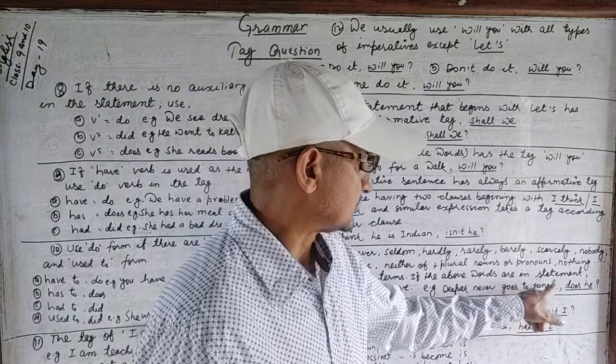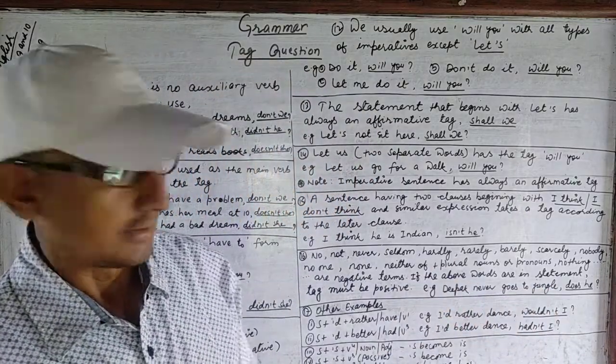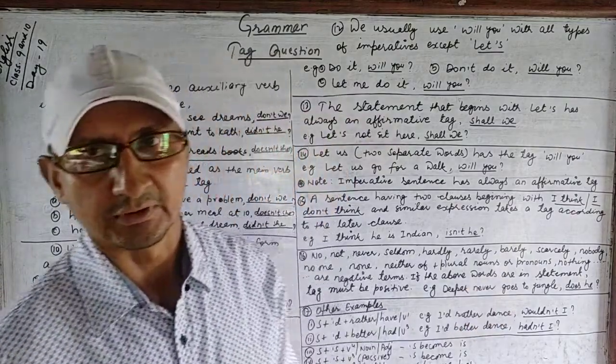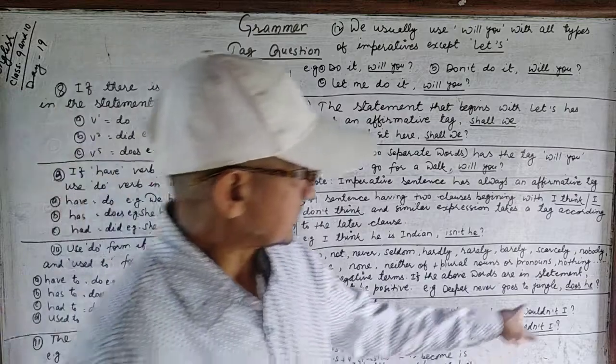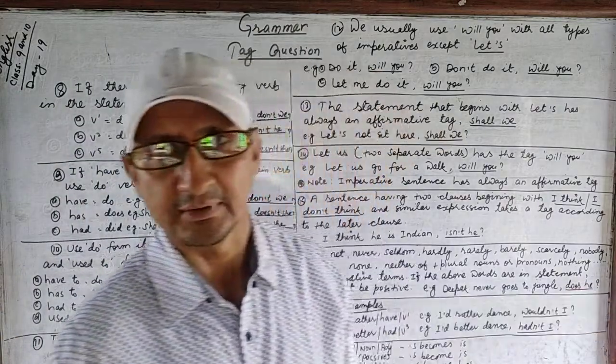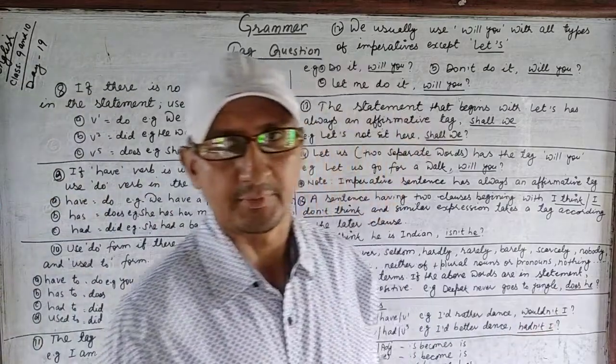Deepak never goes to the jungle. "Never" is a negative word. If there is a negative word, we have to think that the statement is negative, so we use a positive tag. Does he? Positive tag, affirmative tag we write it. "Does he" is an affirmative tag.